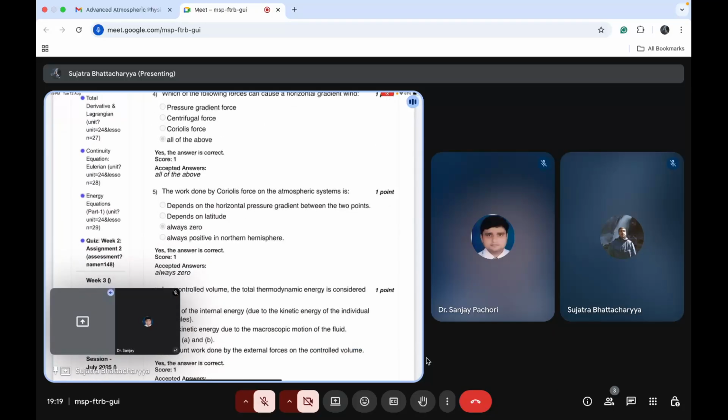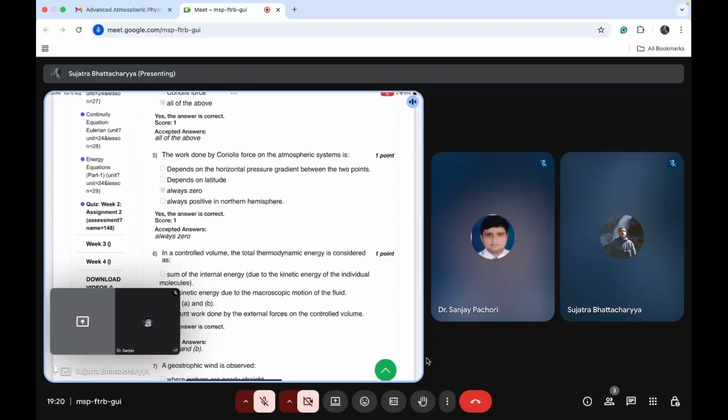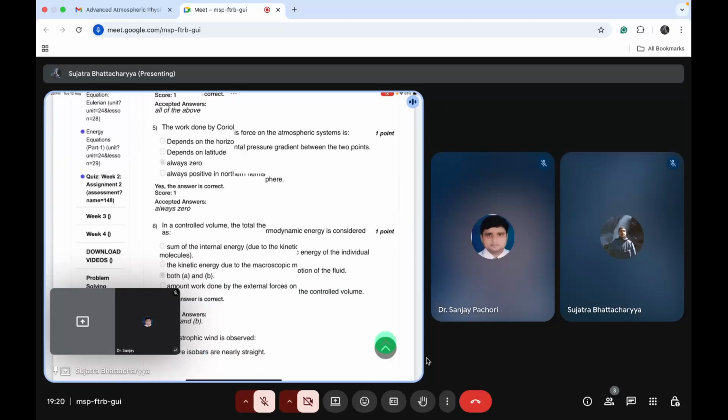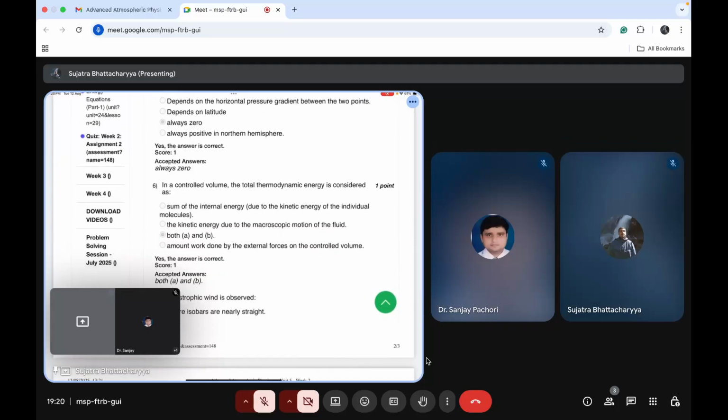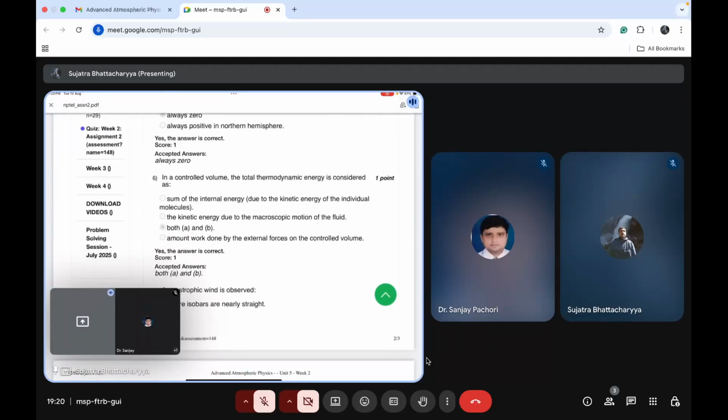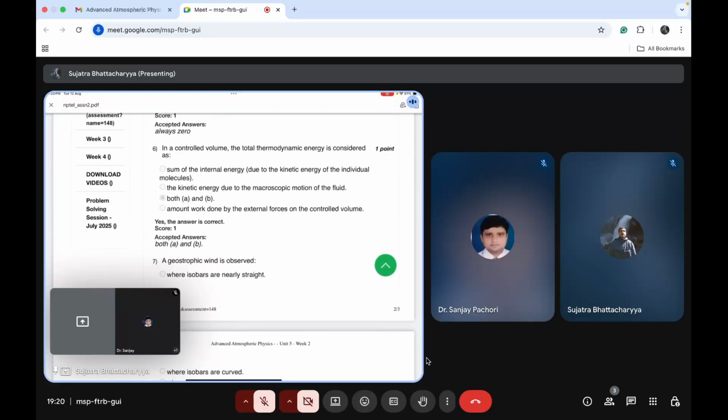Fifth question is work done by Coriolis force on atmospheric system. Remember, for any pseudo forces, whether it is centrifugal, Coriolis, or any other pseudo forces, work done by pseudo forces is always zero. Work is done only by the real forces. So any other force, if it is given and there is an option of work done, it is always zero. So just one line.